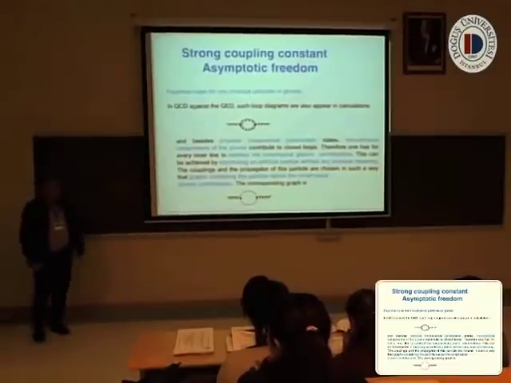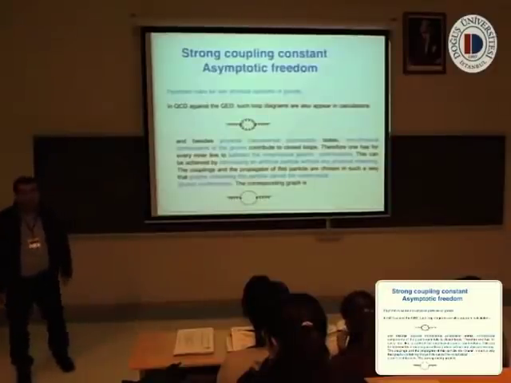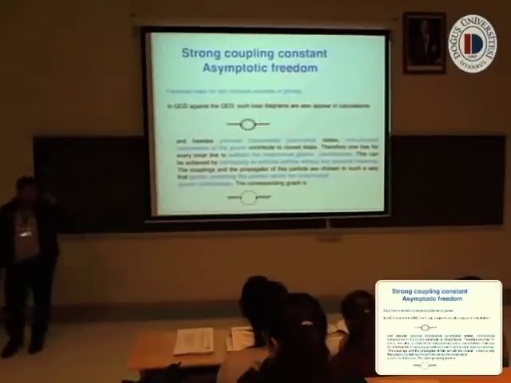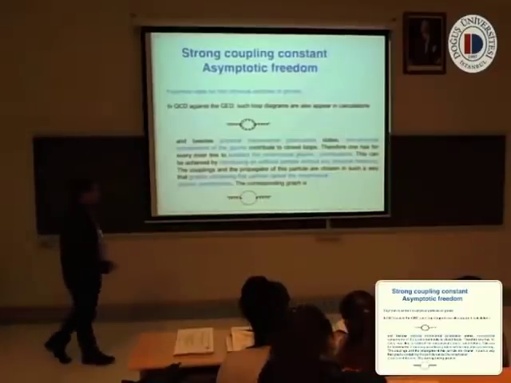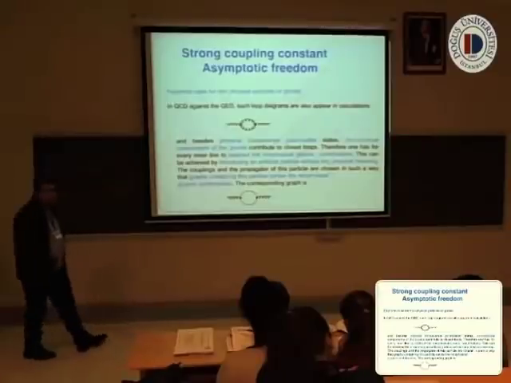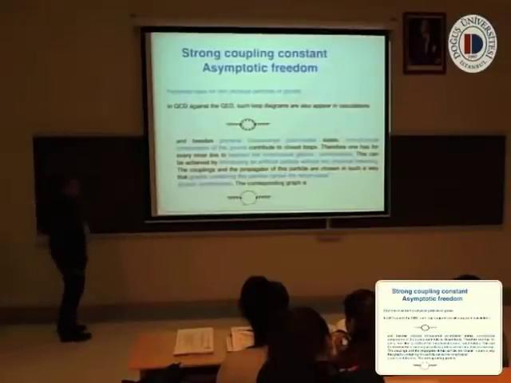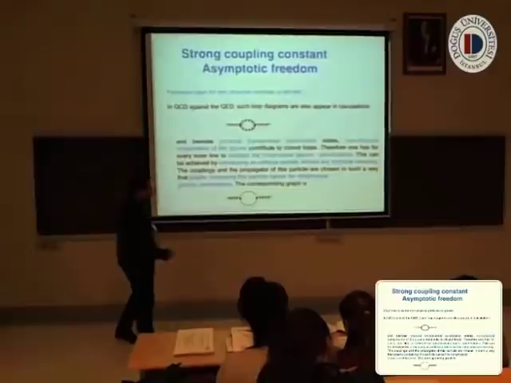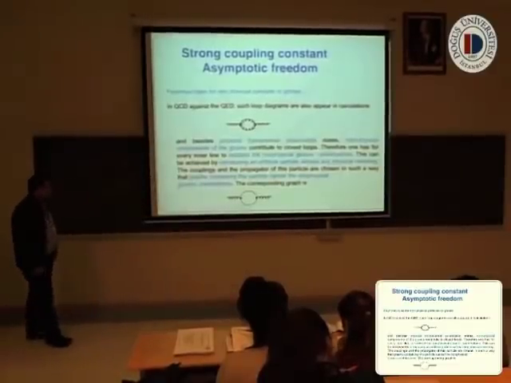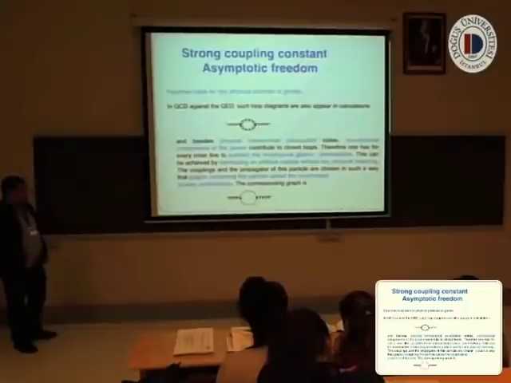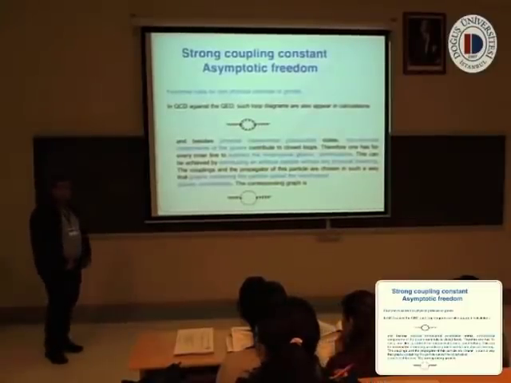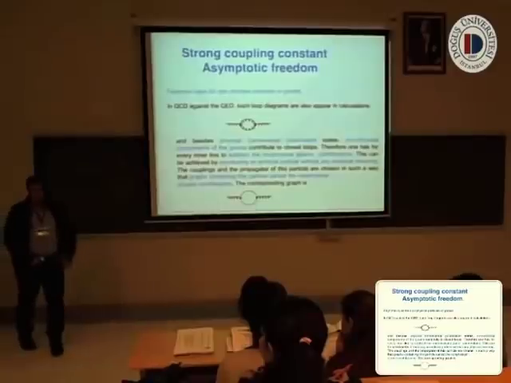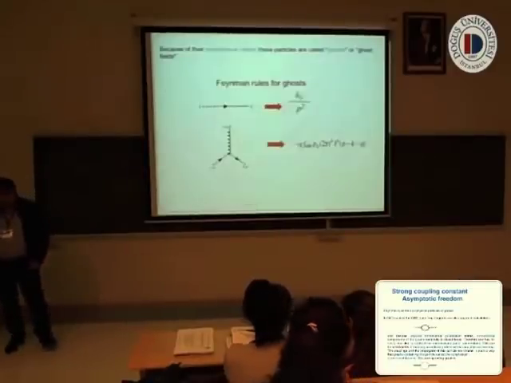So we will introduce an unphysical particle or field, which is called the ghost field or ghost particle, and we show it by this dot. This shows the ghost or unphysical particle. The couplings and the propagators of this particle are chosen in such a way that the graphs containing this particle cancel the unphysical gluonic contributions from our calculations, and we get finite results for our calculations.